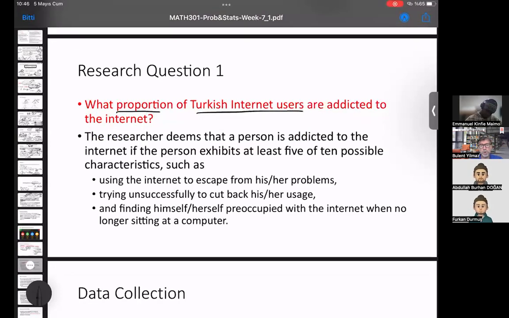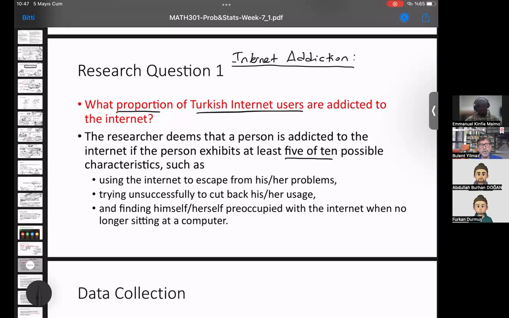Okay, so first you have to define addiction. Internet addiction, so you have to define internet addiction. What does it mean? Does it mean this many hours if people are on the internet? Does it mean that they are internet addicted? Maybe not.